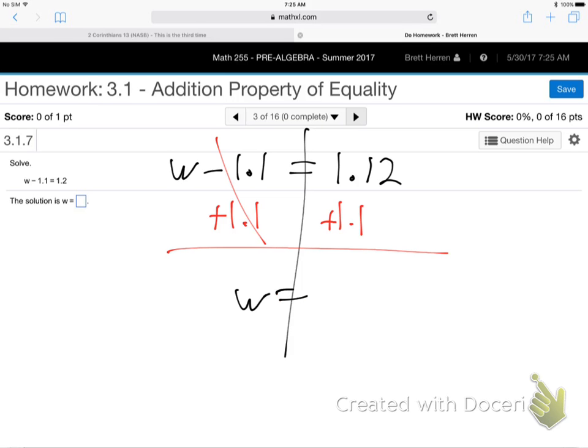W equals, now on the other side, what is that going to be? 2.22, right? Oh, you're right. What am I doing? Thanks. I didn't even notice I messed up there. 1.2. So the result should be 2.3. Sorry.